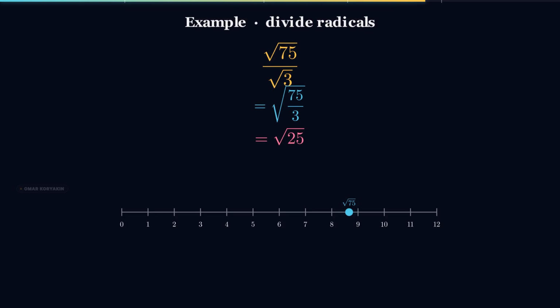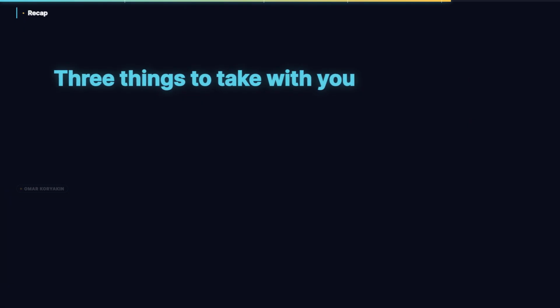The number line shows the answer at 5, while the original square root of 75 sat near 8.7. Combining first turned an irrational divisor problem into a clean integer. 3 takeaways for multiplying and dividing radicals. They generalize cleanly to higher index roots.